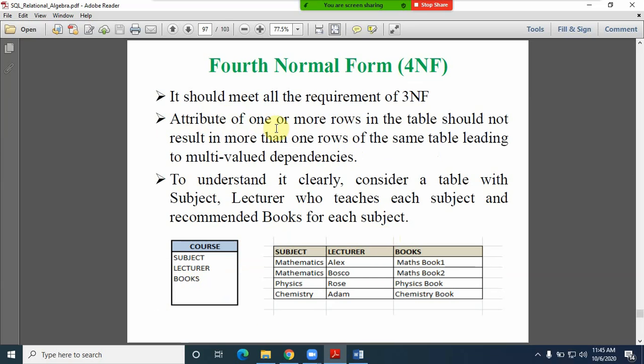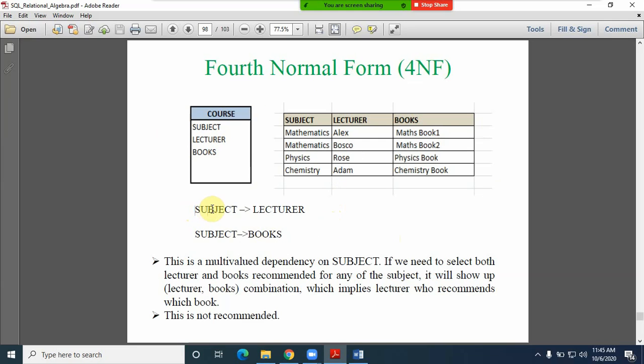One or more attributes of one or more rows in the table. Now observe here, the moment I talk about the subject, automatically I end up with two lecturers, Alex and Bosco. But the moment you talk about the corresponding subject, again you end up with maths book 1 as well as maths book 2. This is a multi-valued dependency on subject. We are dependent on this particular subject, and related to it two problems are there. For the same subject we end up with multiple lecturers. For the same subject we end up with multiple books. So this is a multi-valued dependence on the subject.